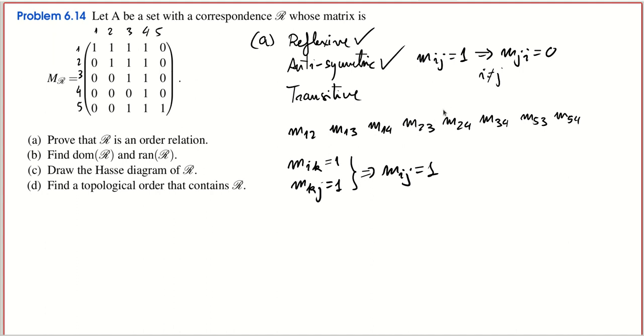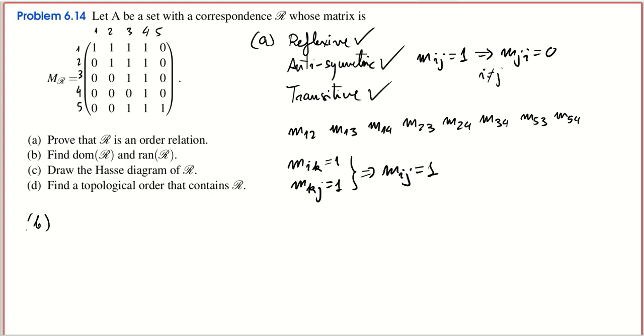Then we have (2,3). Go for the (3,4), so we must have (2,4). It's okay. We have (2,4), but no 4 in the left position, so that's okay. Same for (3,4). Then we have (5,3). Go to this (3,4), so we must have (5,4). That's okay. And (5,4) is okay because there is no 4 in the left position. So yes, this holds for every case. So it's also transitive. So that proves it's an ordered relation.